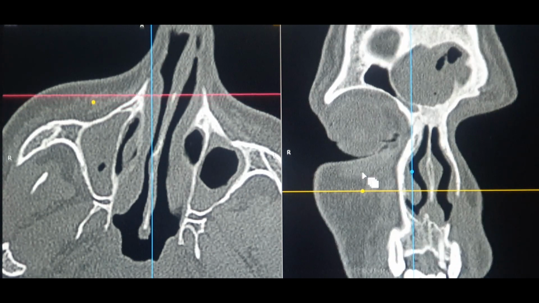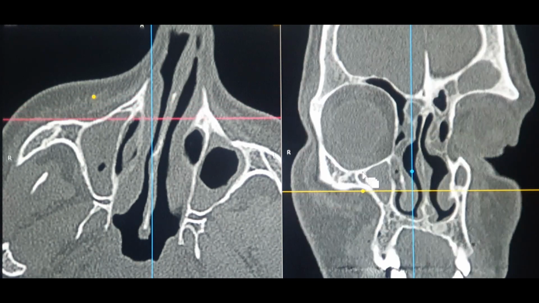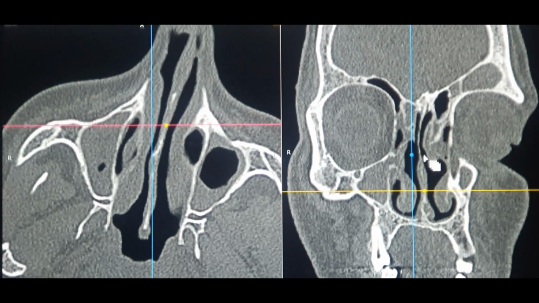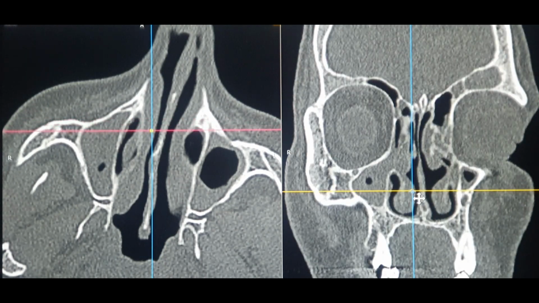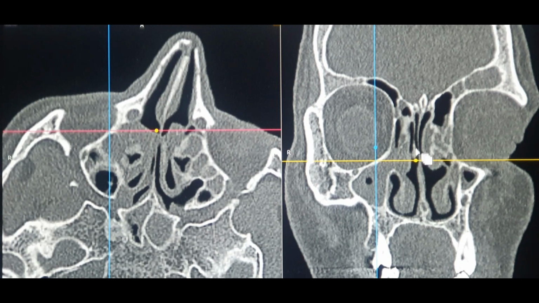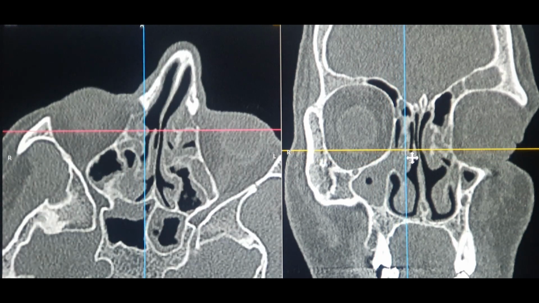So if I go behind on the coronal, I still cannot see the middle turbinate because it's still not visible. If I keep going behind, now I can actually see the middle turbinate over here. You can see a faint straight line over here. If I keep my cursor over here, that's going to be my middle turbinate. As you can see on the axial section, my middle turbinate is right here. So this is how you locate your middle turbinate on the axial section.